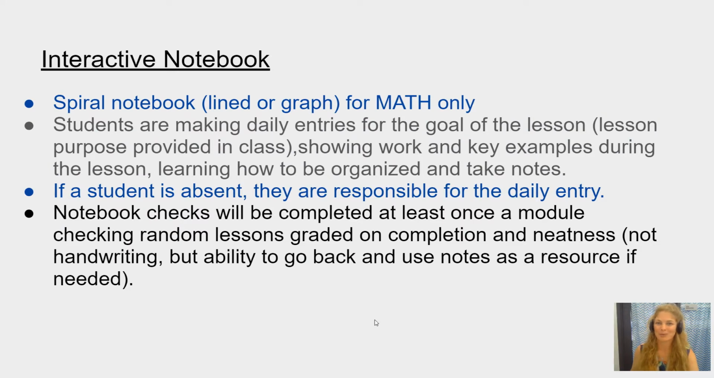So the interactive math notebook, I'm sure you've seen your students' math notebook already. It's a daily entry where students are learning how to be organized and take notes. Taking notes is a really important part of the learning process. I know if I don't write it down, I'm probably not going to remember it. And if a student is absent, they are still responsible for our daily entries. They can always get that from me or another student. The teacher worked out answer keys are linked for each lesson on my class calendar. And there are notebook checks where these are graded for completion as a resource, not if their handwriting's super nice.